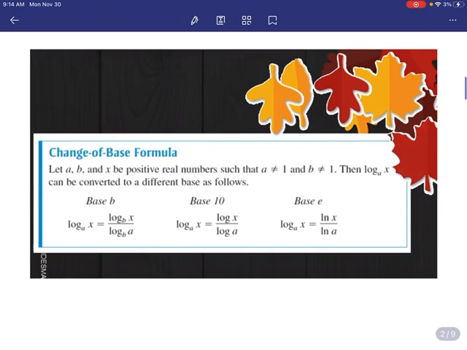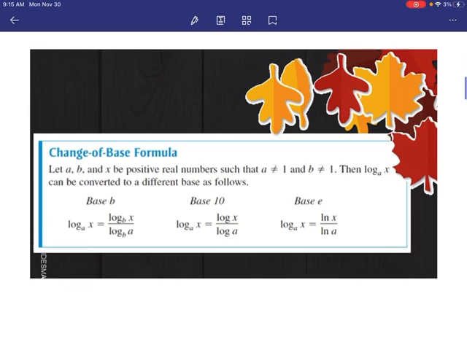So the first property that we have is called the change of base formula. This formula allows us to take any logarithm and change it to any base that we would want. So in our first example, it says base b, which means that I could make it a base of 2 or 4 or whatever base that we wanted. More commonly, though, we're going to want to change it to a base of 10 or a base of e. So remember that our base 10 is our common log, and our base of e is our natural log.